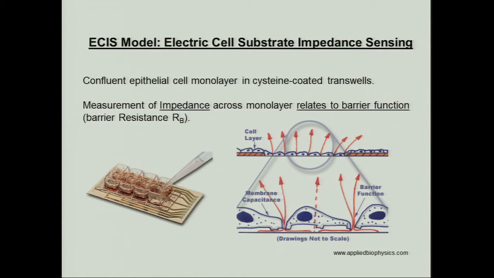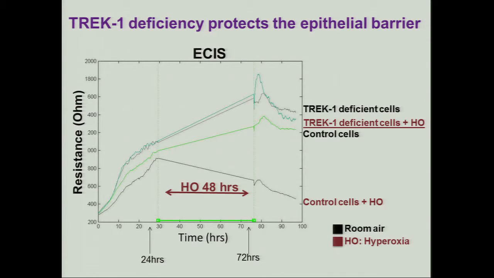Then you shoot an electrical current through the well, and as you can imagine, as the cells grow tighter, the electrical resistance across that monolayer of cells becomes higher. Does that make sense? So this is what an experiment looks like. Initially, we let them grow for about a day, and you see the resistance increases over time. As the cells grow tighter, they form tight junctions.